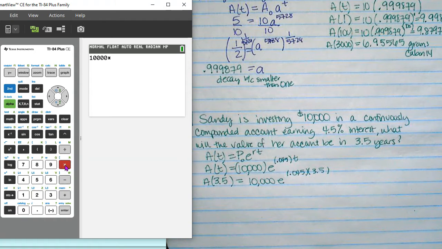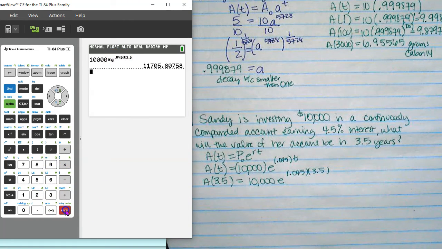times e. So e you can find above the ln button. So those are inverse functions we'll talk about when we get to logarithms. And so it takes you directly to an exponent because e's are used for exponential functions. I'm going to put in 0.045 times 3.5 years. There we go.